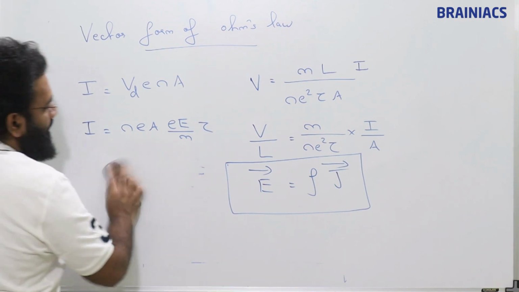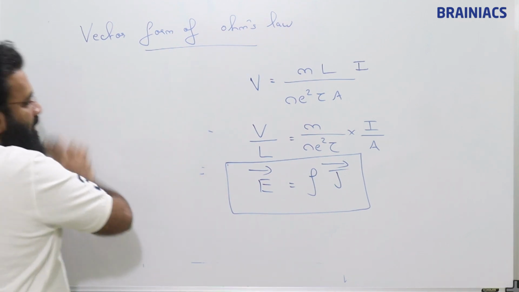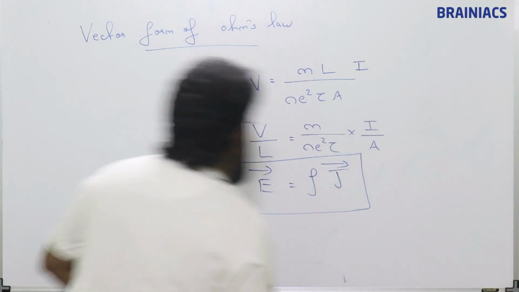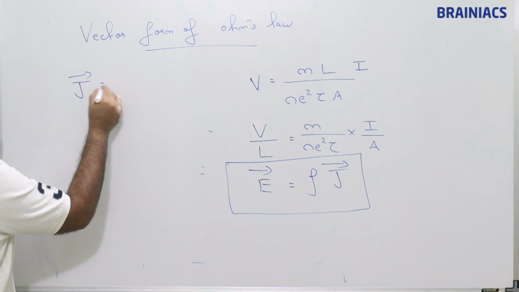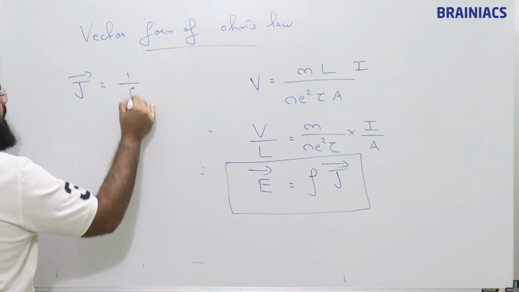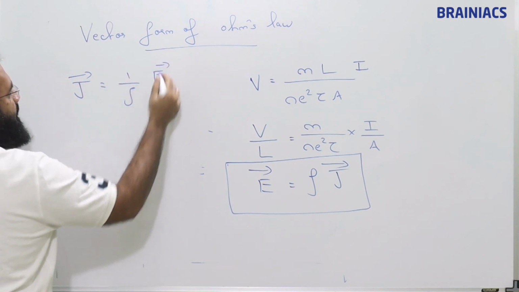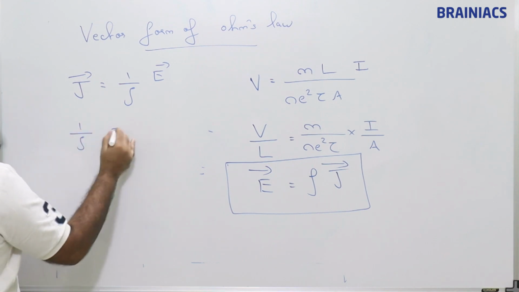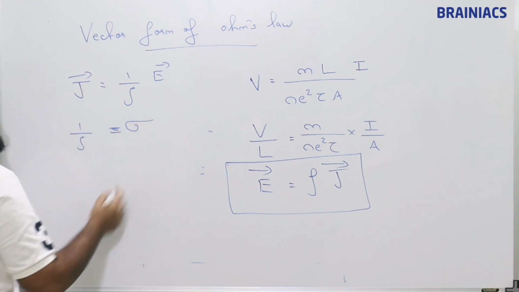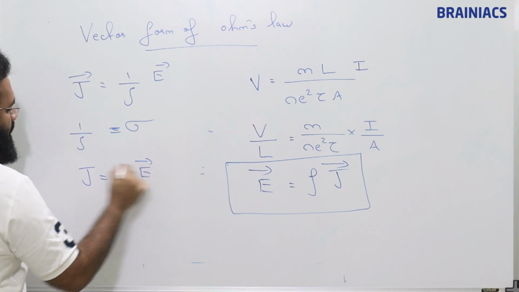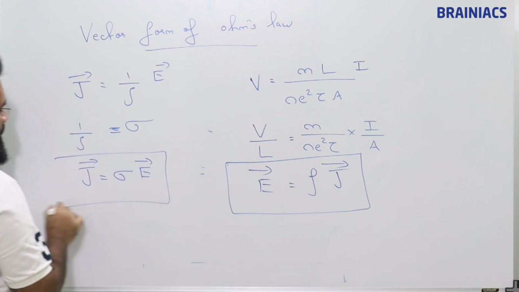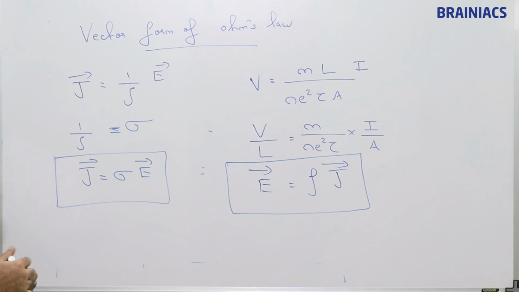We can write it in another form also. If we put J is equal to 1 by rho into electric field, then 1 by rho is nothing but conductivity. So J is equal to sigma E. So this is also the vector form of Ohm's law.